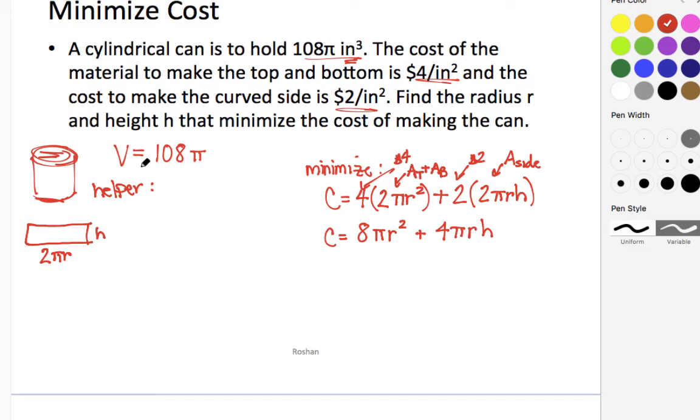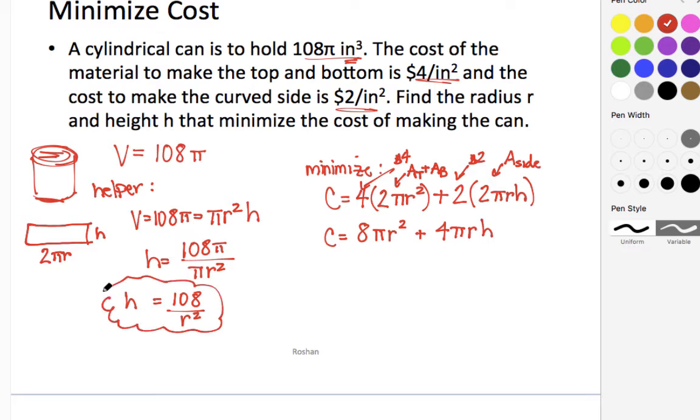I know that my volume is 108 pi. And I know that the volume of this is simply pi r squared h. And so let's solve for the h so that I can get rid of the h. I just want r's. So h is going to be 108 pi over pi r squared. In other words, 108 over r squared. So I use this as my helper to help me get the cost in only one variable.